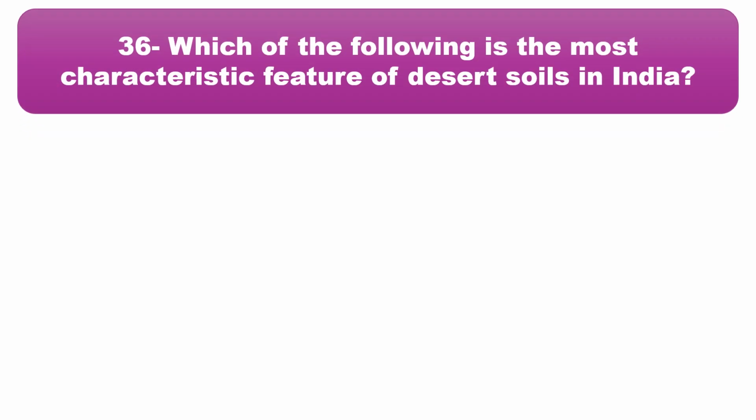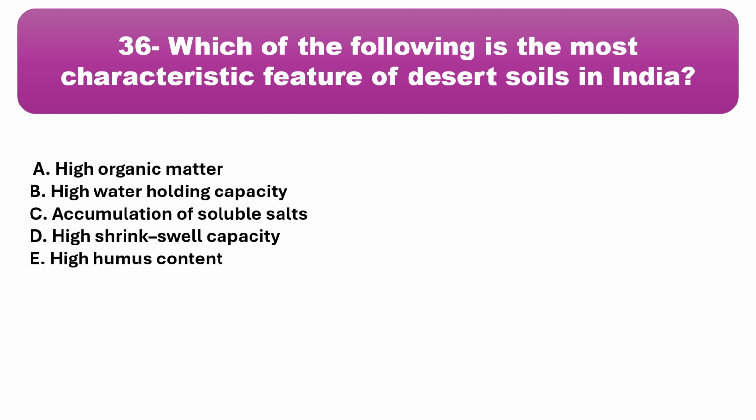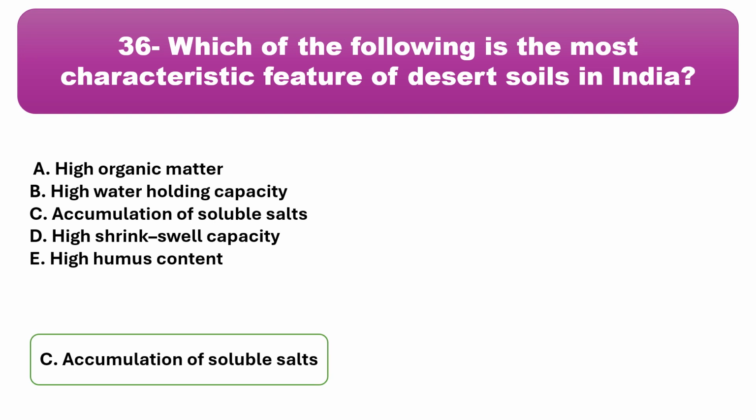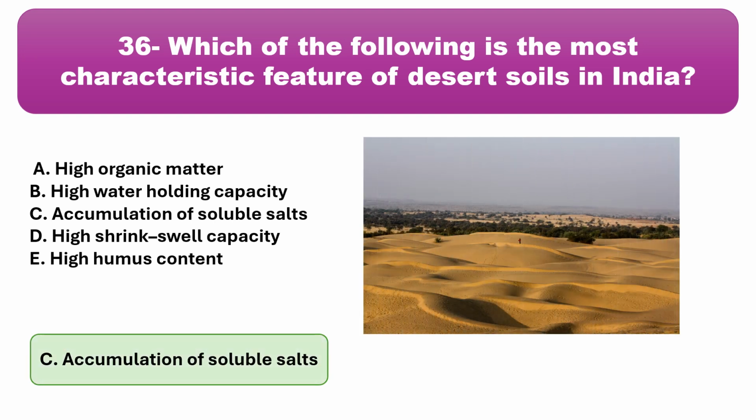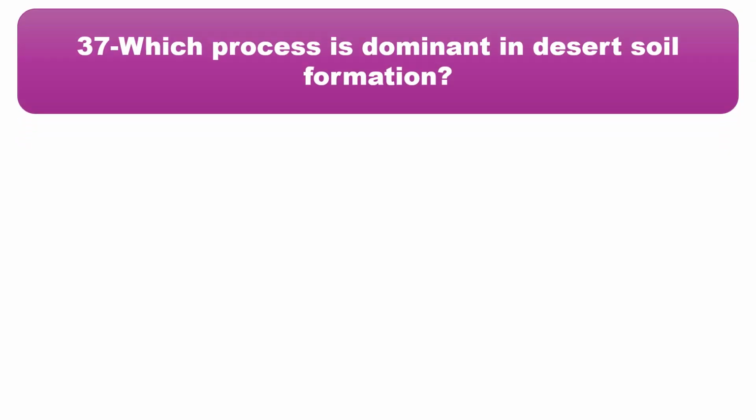Next question. Which of the following is the most characteristic feature of desert soils in India? The options are A. High organic matter, option B. High water holding capacity, option C. Accumulation of soluble salts, option D. High swell capacity, option E. High humus content. What is the characteristic feature of desert soils in India? The correct answer here is accumulation of soluble salts. Due to the high temperature and low humidity, a characteristic feature of desert soil is accumulation of soluble salts.